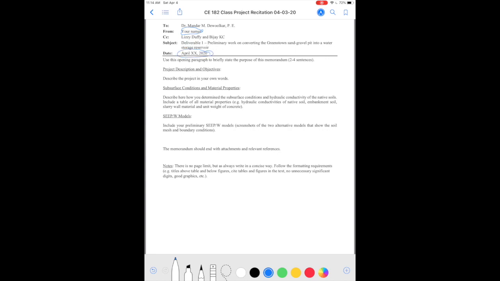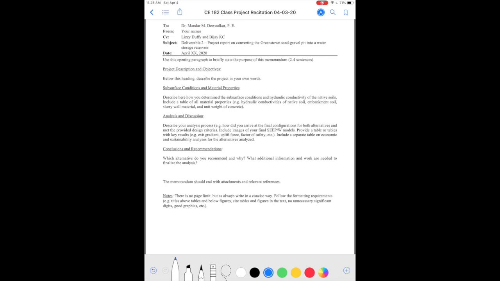You put the date, and you start with an opening paragraph that's 2 to 4 sentences, and then write down the title, project description, and objectives the way it's shown, and then describe the project in your own words. Then talk about how you interpreted the subsurface conditions and came up with the hydraulic conductivity for the native soil, and give your table of all parameters that you are going to use. And then you are going to also present the 2 CPW models.